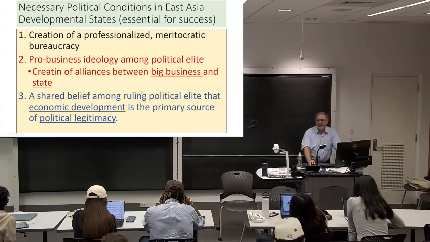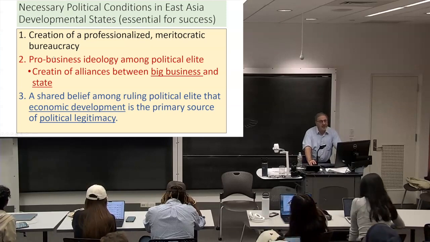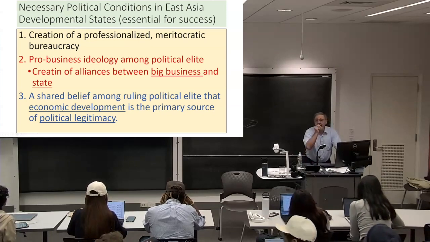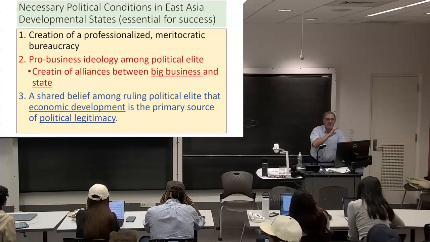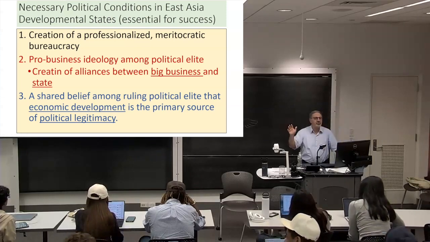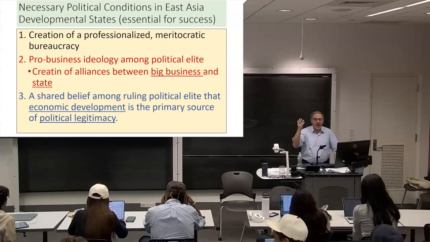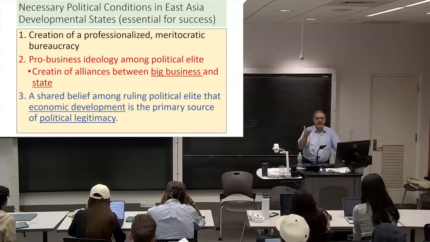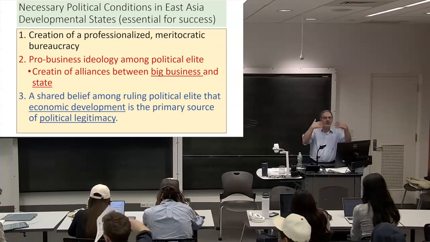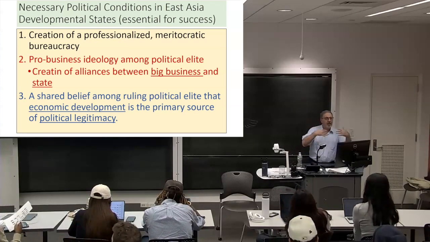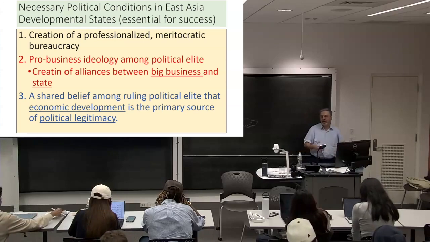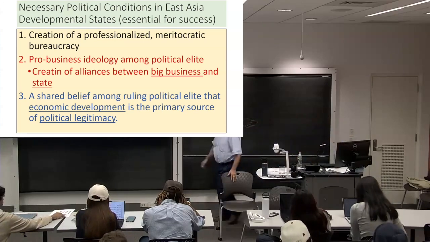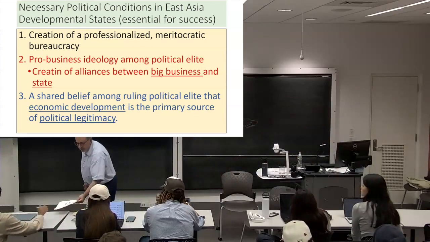So these three key factors: good bureaucracy, good ideology which is focused on economic development, and a shared belief among the elite that we don't have to go towards democracy to be legitimate leaders. All we need to do is to have good performance and our people see that their lives are improving on a daily basis. Year by year their lives are improving. That becomes our source of legitimacy.